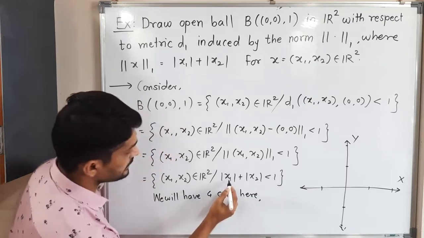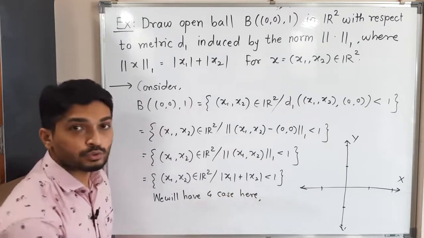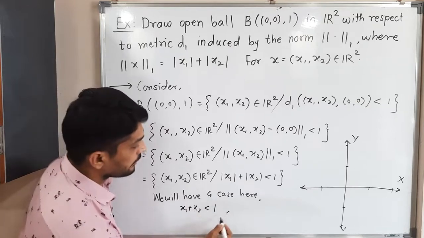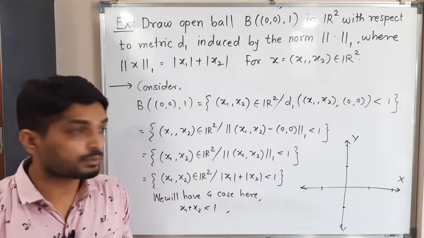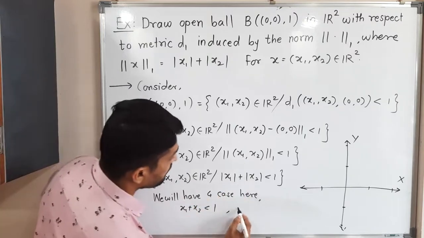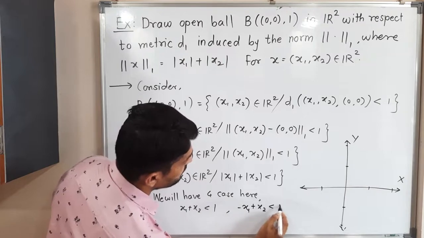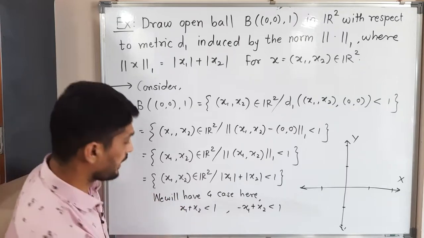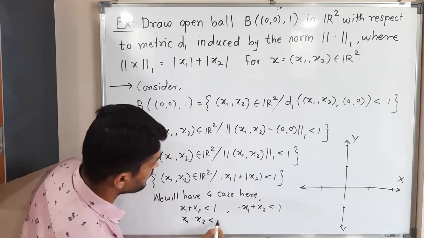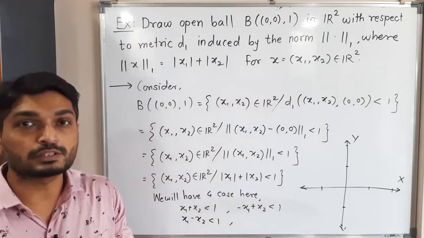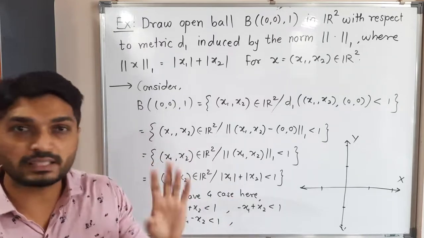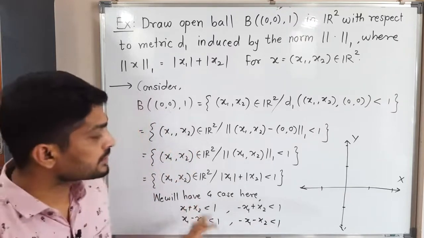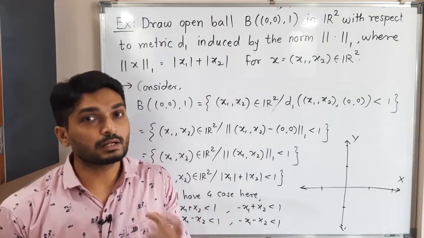The first case is this one: mod x1 is x1 and mod x2 is also x2. So we will have x1 plus x2 less than 1. If mod x1 is minus x1 and mod x2 is x2, then it will be minus x1 plus x2 less than 1. If mod x1 is x1 and mod x2 is minus x2, then we will have x1 minus x2 less than 1. And the last case, if both of them are negative, that means mod x1 is minus x1 and mod x2 is minus x2, then we will have minus x1 minus x2 less than 1. So we have to discuss all 4 cases, then we will come to the conclusion.